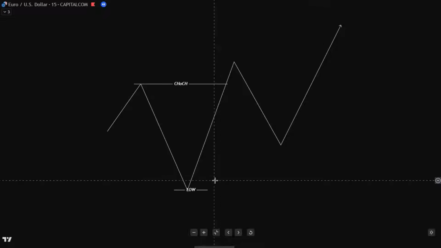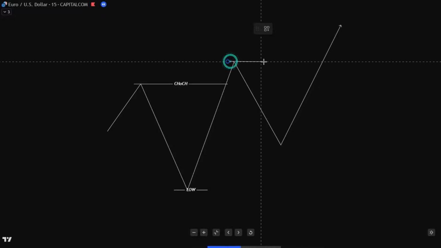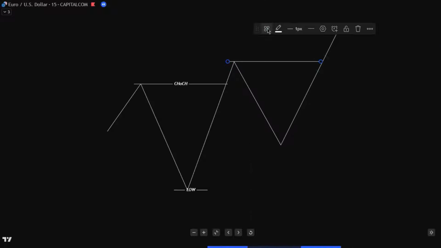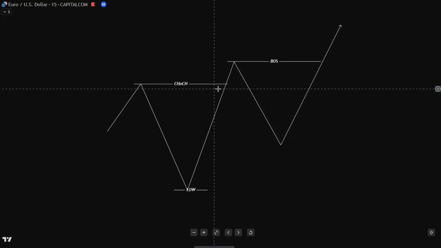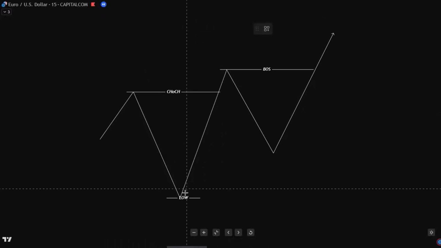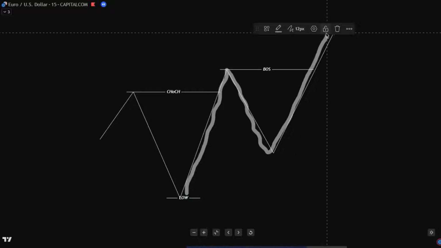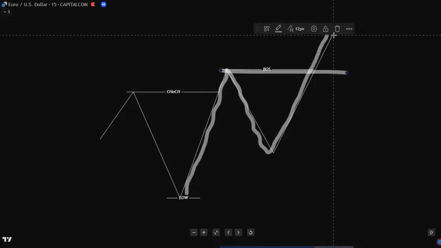When we have the change of character, we want a trend continuation. We want the market to give another breakout in the upside movement here. So we see that this is the highest point, and you can see this is broken. So right now this is a real break of structure. First it was the change of character, then the trend continuation, and this created another break of structure at this level. So now we are expecting that a bullish move has started in the market.